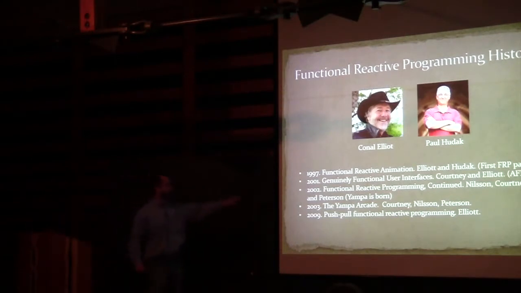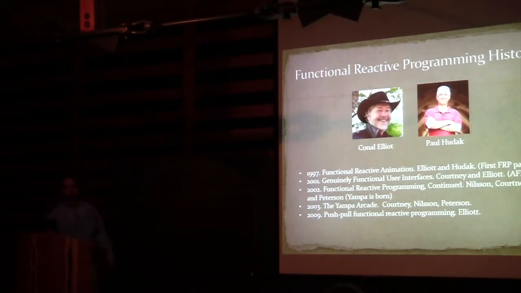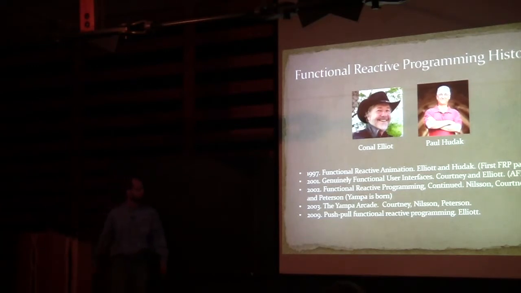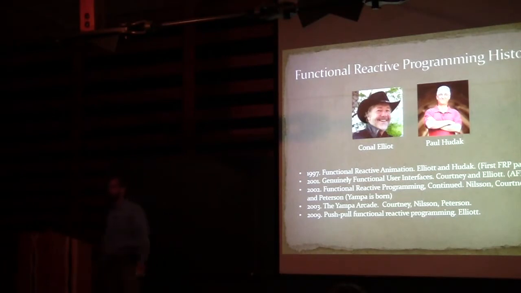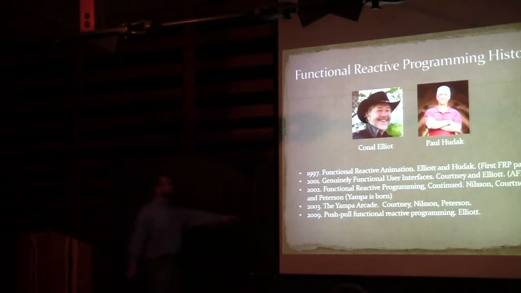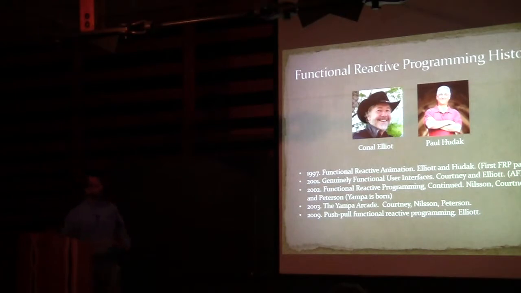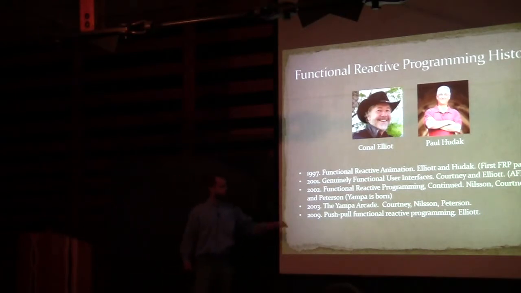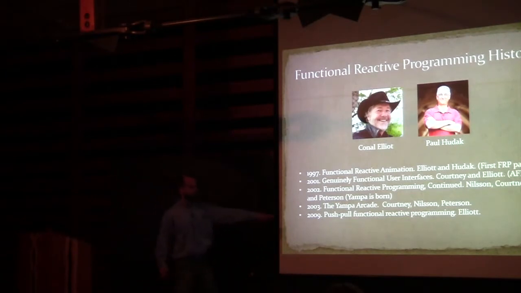We had Functional Reactive Programming Continued, where they made this library called Yampa, which is probably the most stable functional reactive programming library in the Haskell world. We have the Yampa Arcade, where they actually used functional reactive programming to make an arcade-like game, because people weren't quite sure that you could actually use it for something real. And then finally in 2009, Conal Elliott wanted to expand the theory behind functional reactive programming, I guess I'll put it like that. And he made this library called Reactive. And on one of my contracts, I was actually working on that Haskell library.